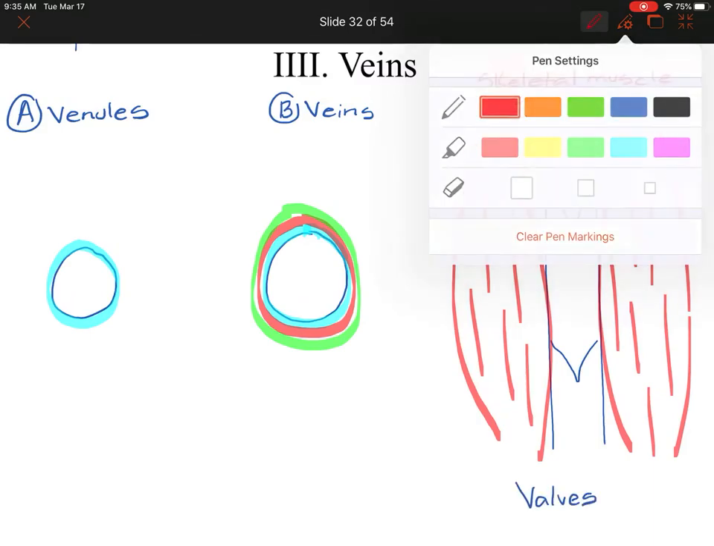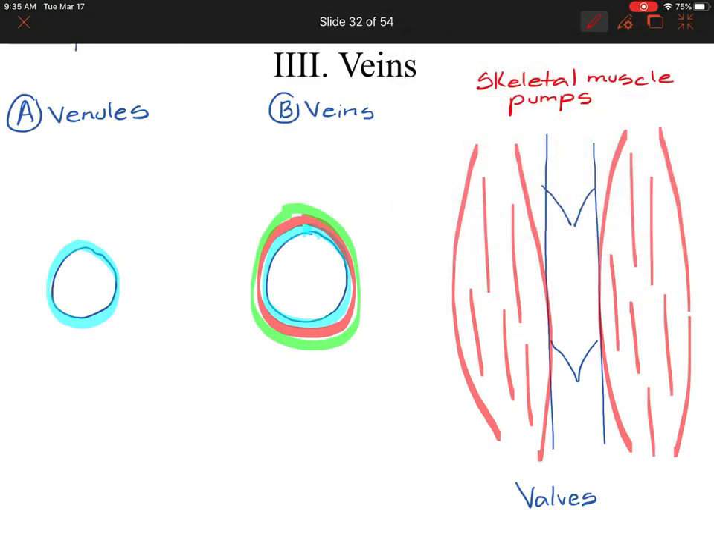So what happens is the skeletal muscle forces blood up. Then when it relaxes, the blood will fall back down and get trapped by the valve. So blood hasn't made it all the way up, but it didn't fall back down due to gravity. Then the skeletal muscle pumps again and then relaxes. And that will just keep happening. So the blood will keep moving up the valves until it gets all the way to the heart.